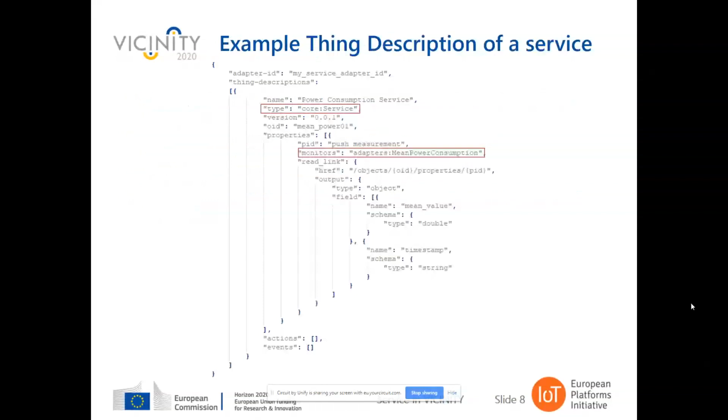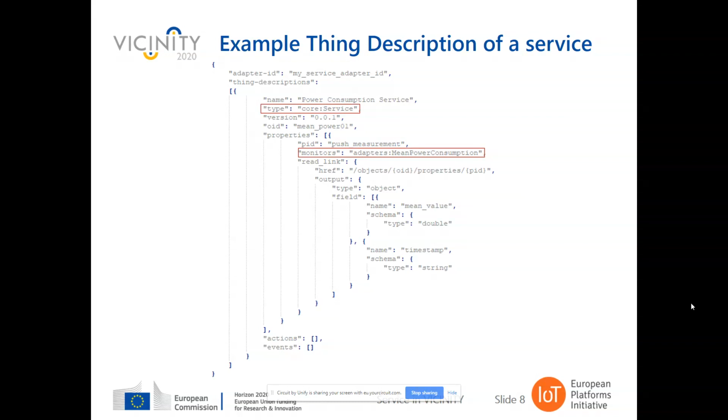This is an example of a thing description. As you can see, it is in JSON. You have to provide information such as the name of the service, in this case a service for power consumption, the version, some ID, and in the red circle, the mappings with the ontology.